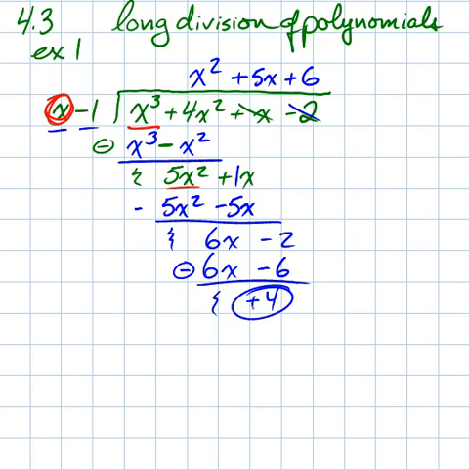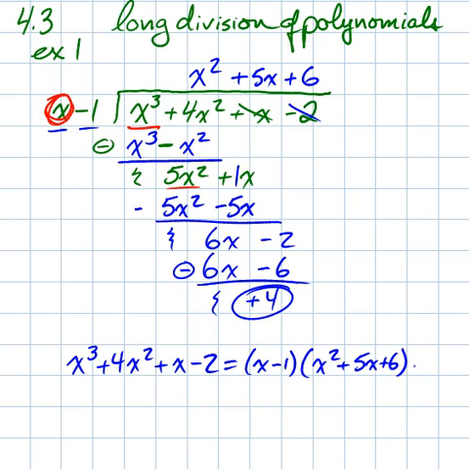So the division statement is what we're dividing. So x cubed plus 4x squared plus x minus 2, and what that's equal to. So it's equal to x minus 1 times the quotient, x squared plus 5x plus 6, plus that remainder, 4. So we've got the dividend is equal to the divisor, what we're dividing by, times the quotient, plus the remainder. Hope that helps.